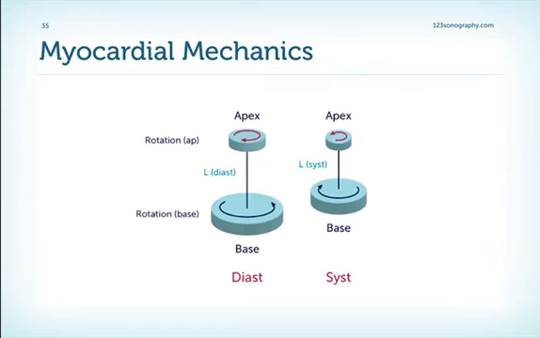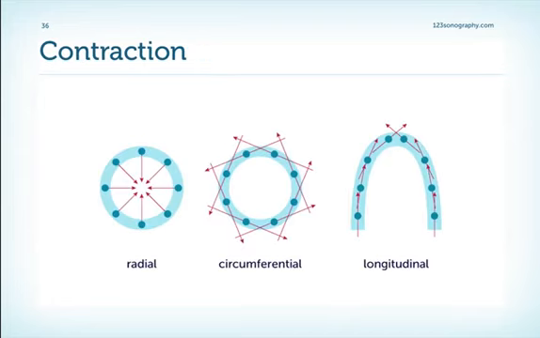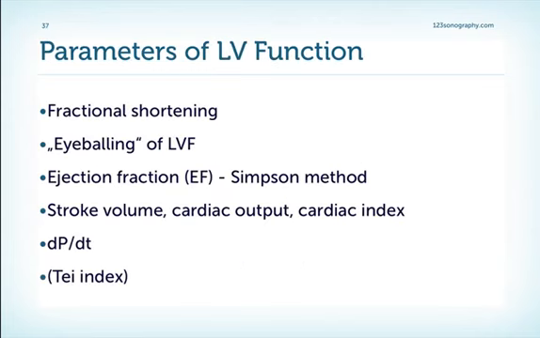In reality, the base and the apex rotate in opposite directions. With the help of modern echocardiographic techniques, we can actually measure this motion. We call it twist or torsion. With these techniques, we've also come to understand that there are different components of contraction: the radial component, which is directed inwards to the center of the ventricle, the circumferential motion, which gives the heart a certain degree of twist, and also the longitudinal component, which is directed from the base to the apex and vice versa. We have to keep these factors in mind when we interpret left ventricular function.